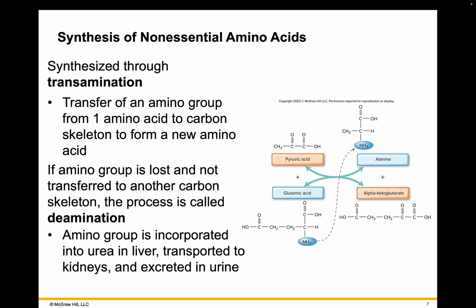If the amino group is lost and not transferred to another carbon, then we're going to refer to that process as deamination. And this amino group will be incorporated into urea in the liver, and it will be transported to the kidneys and excreted in urine. One thing to keep in mind here is that because of the process of deamination and getting rid of that nitrogen group, or the amino group, the byproduct is going to be ammonia. And that is why it has to be converted into urea, which is non-toxic and excreted through the kidneys.